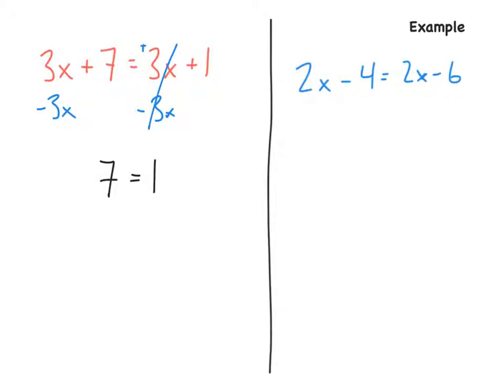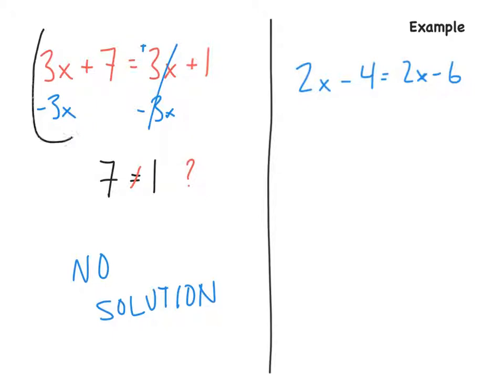So you have to think to yourself, is 7 equal to 1? No, 7 is not equal to 1. So the final answer is no solution. Since the variables canceled out up here, you just automatically think that it's going to be no solution. Alright, so what I want you to do, pause the video, try the example on the right, unpause the video when you're ready to see what I've done.